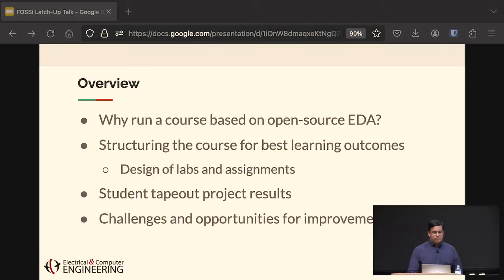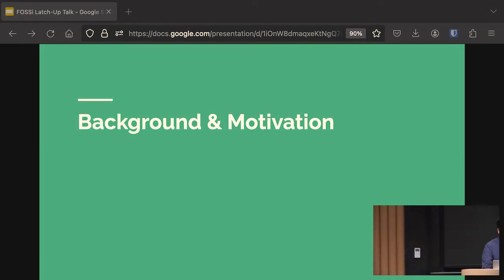Why are we running a course based on open source EDA? How do we structure the course to optimize for learning outcomes? And how do we design different assignments so that the students get the most out of them? Some of the student tape-out projects we've seen and how we make this course around the tape-out, and then some challenges we've hit and opportunities for improvement, and how this can be expanded out to other institutions. So we'll start with the motivation behind this.